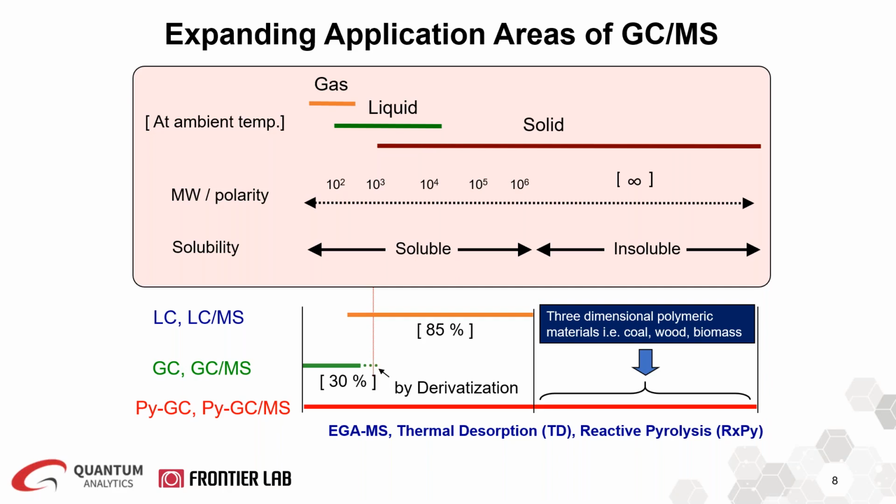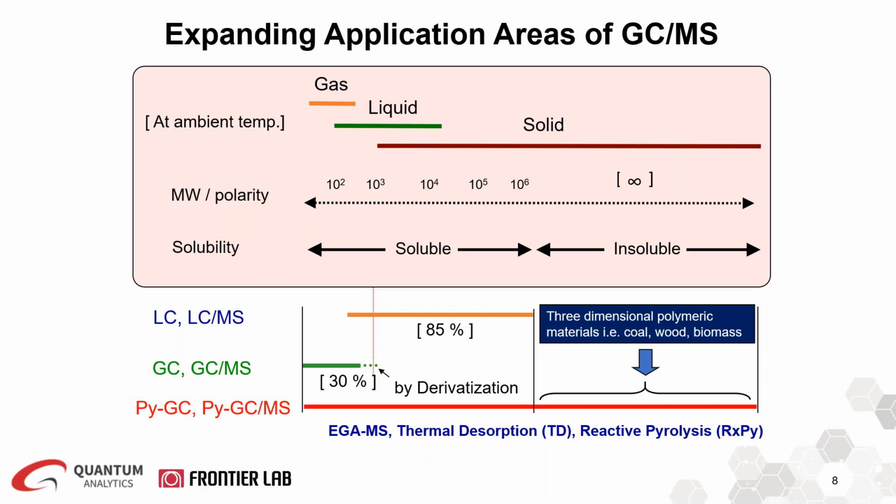As you can see here, substances at ambient temperature could be gas, liquid, or solids, mostly depending on their molecular weight. Materials that are soluble in solvents can be analyzed by instrumentation such as GC or LC. Of these compounds, about 30% can be analyzed by GC and about 80 to 85% by LC. But the key point here is you would need to have a proper solvent.